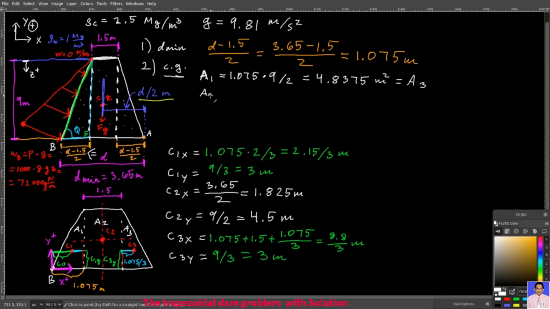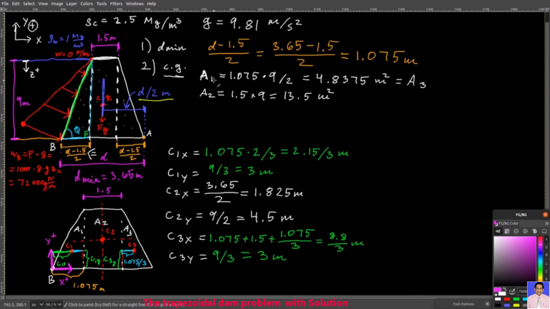And then A2 equals, this side is 1.5 meters, the height of the dam is 9 meters, so 1.5 times 9, that's 13.5 meters squared. And then we do the following.